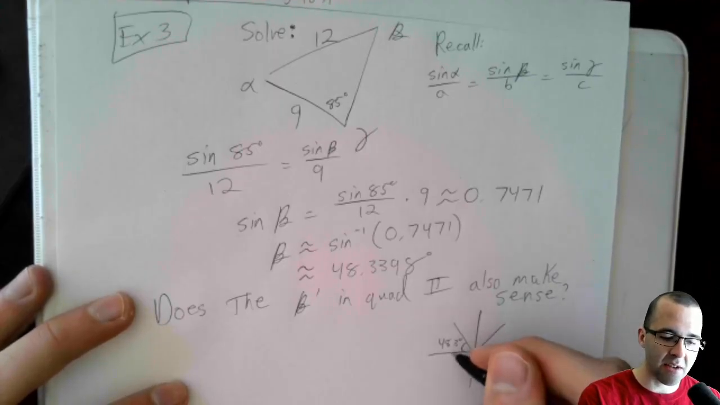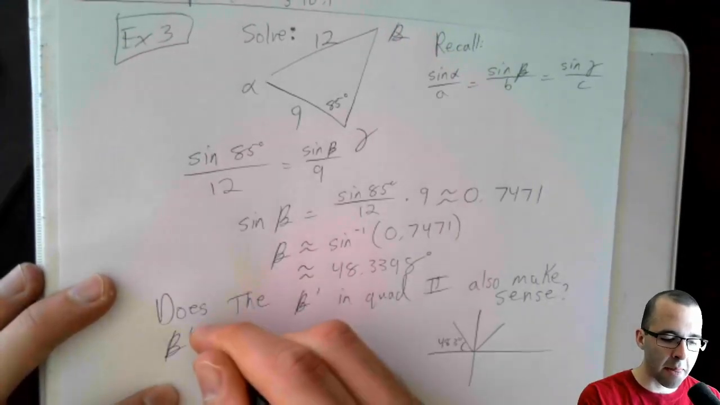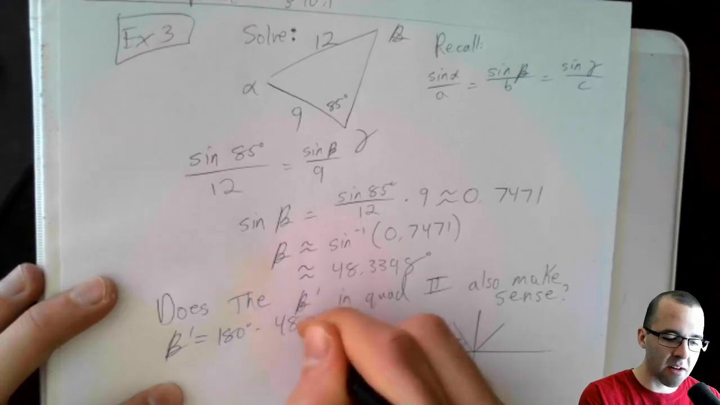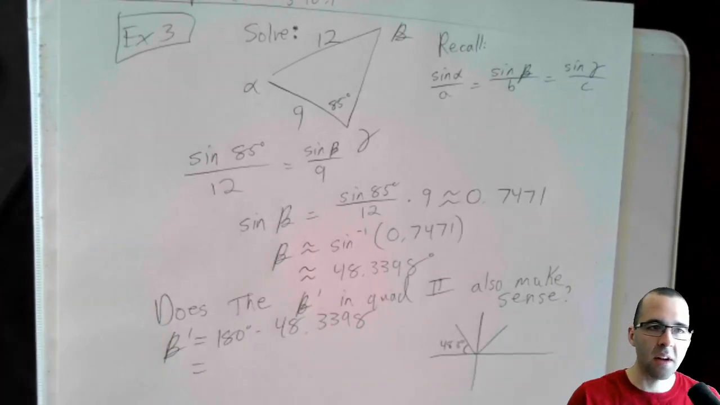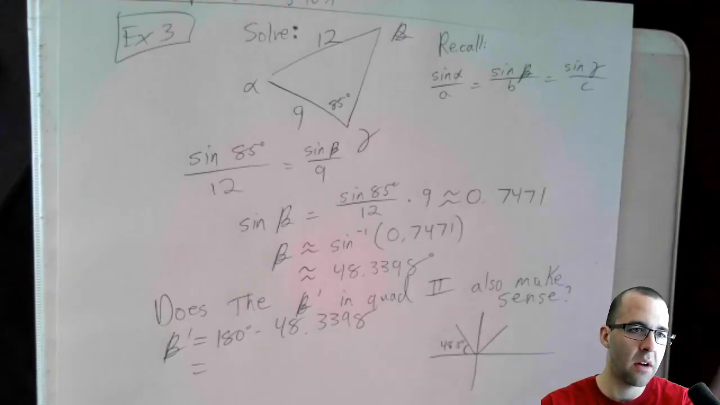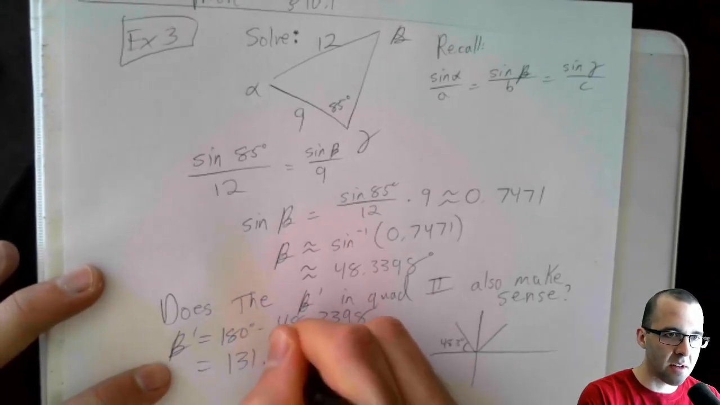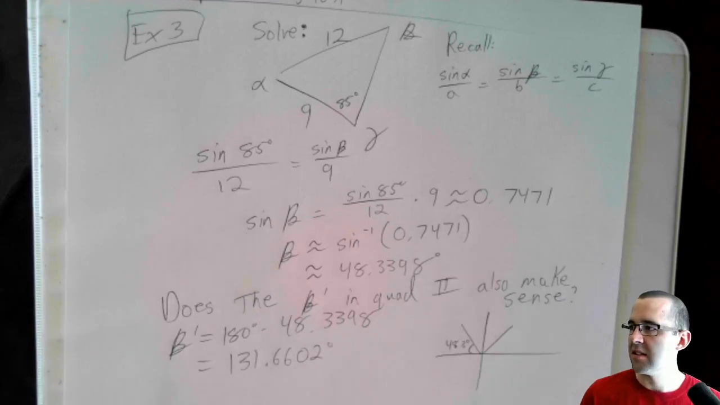We take 180 degrees minus the reference angle. So beta prime would be 180 degrees minus that reference angle of 48.3398, and that's going to equal 131.6602 degrees. All right, we have not done this one.